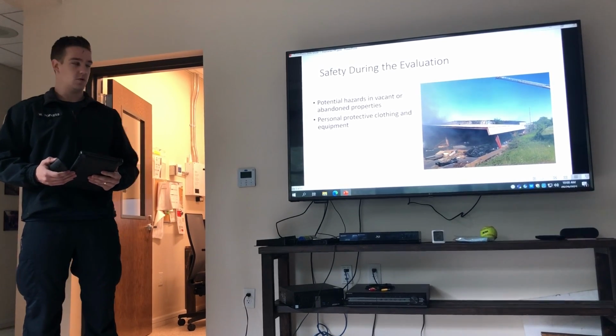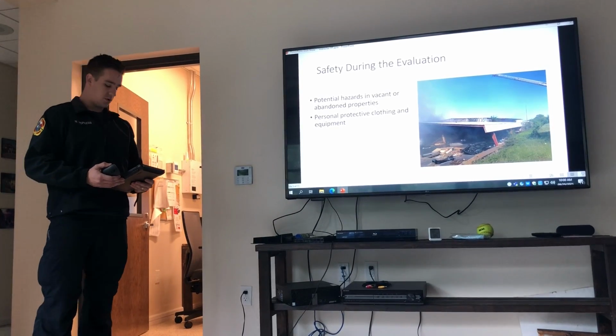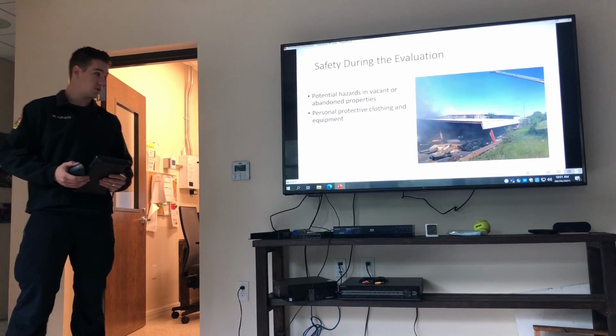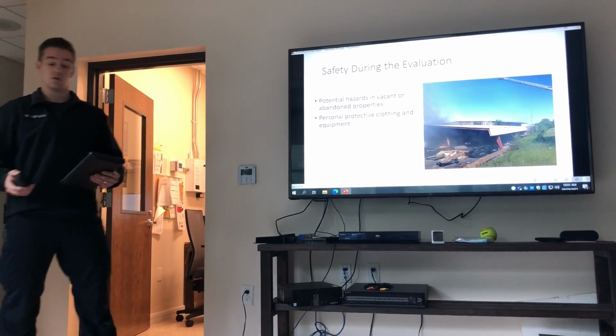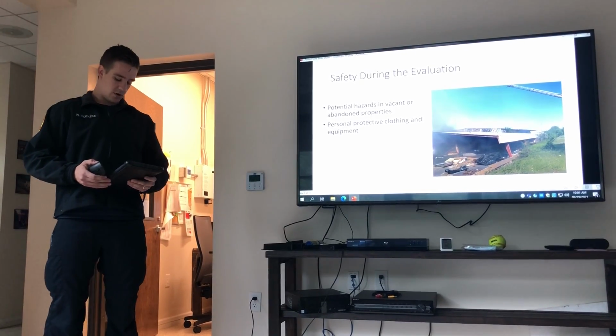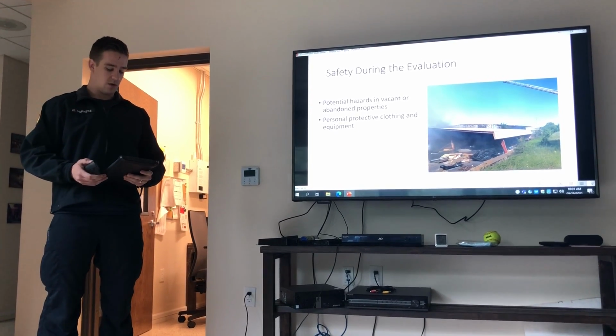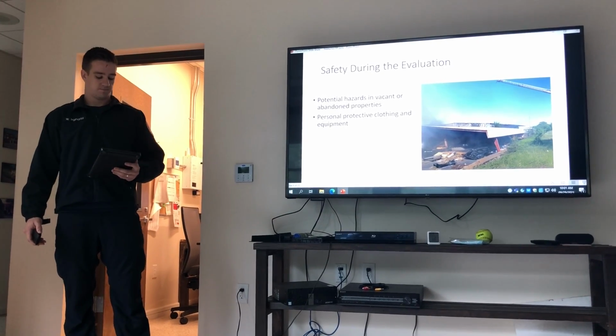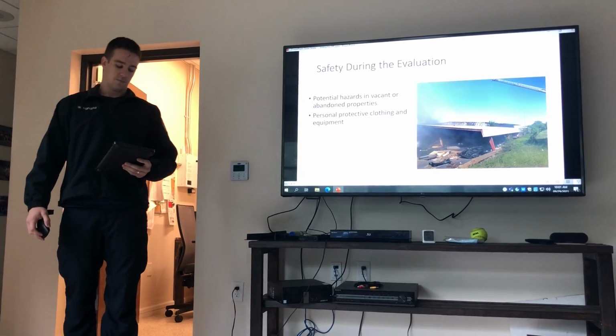With evaluations of these buildings, you want to have teams of people, so 2 in, 2 out. You don't want people going in alone, and you want to wear the appropriate protective equipment. Also, if stability of the structure is ever an issue, don't go into the building. With our personal protective equipment, you want to wear things like hard hat, gloves, proper footwear, flashlight, radio. Make sure you're prepared to go in there.